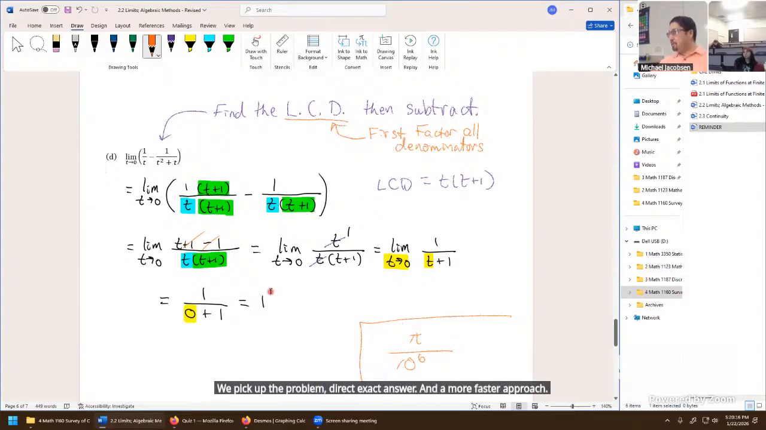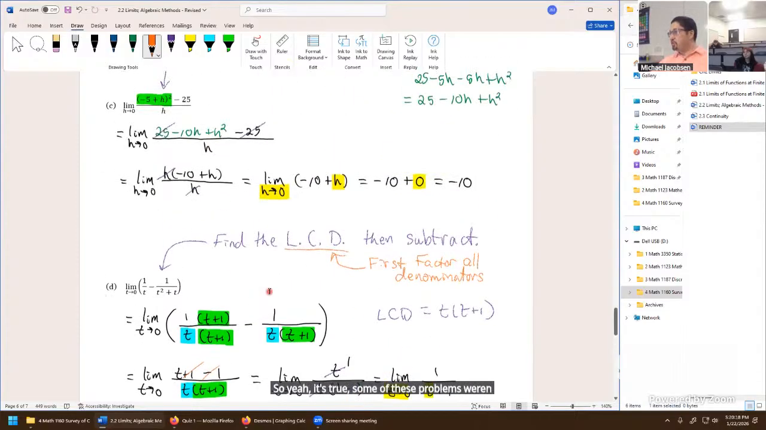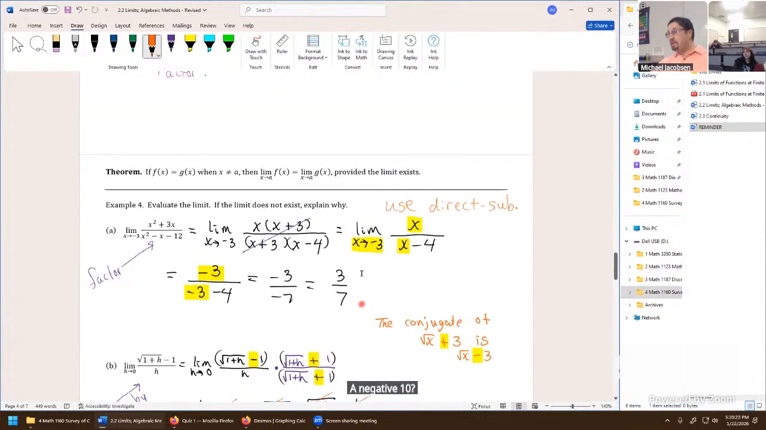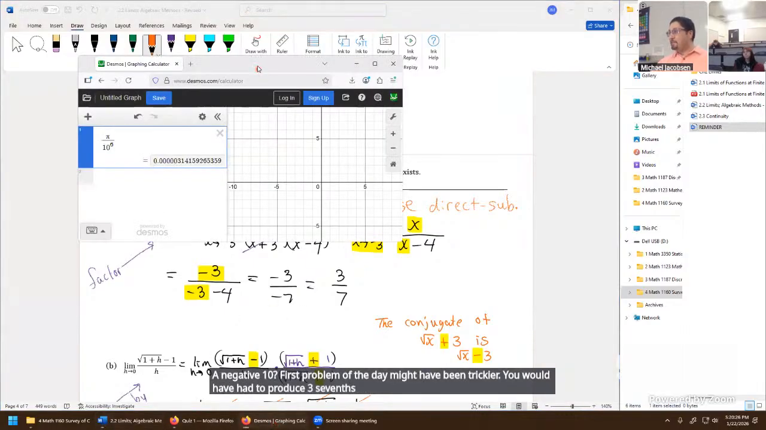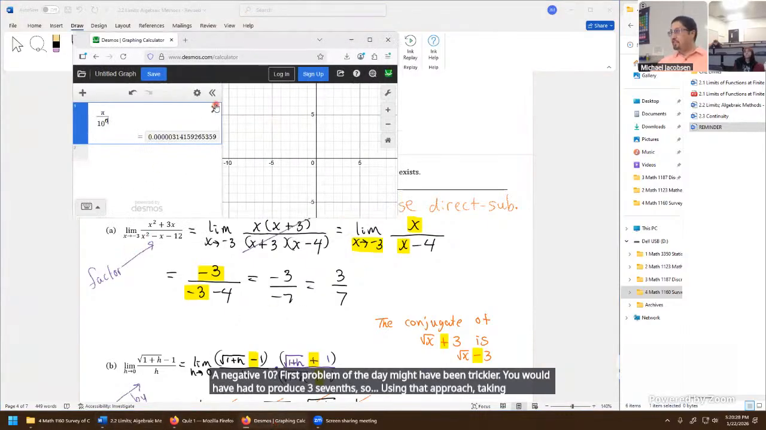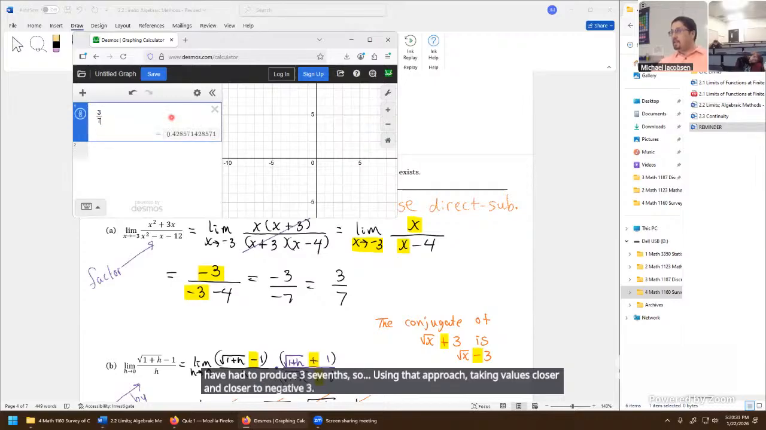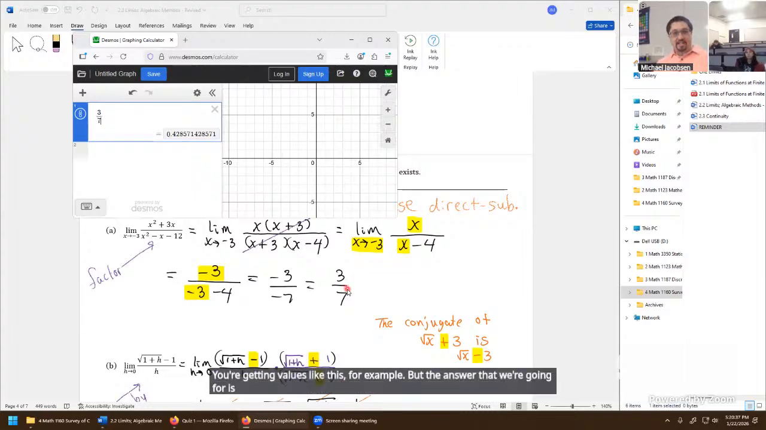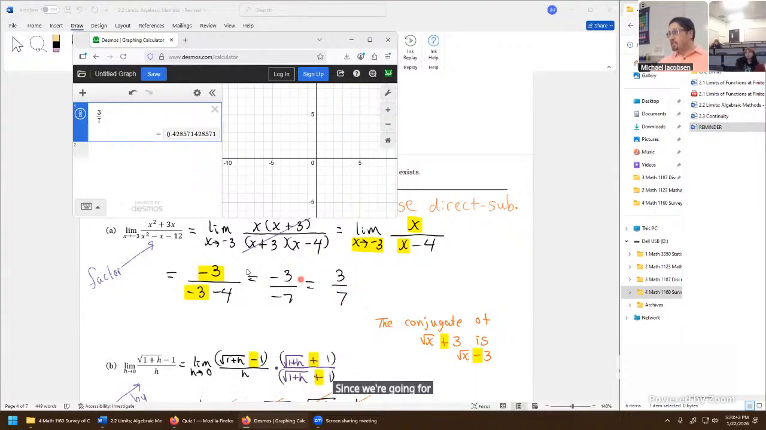So yeah, it's true. Some of these problems weren't too bad, like coming up with a direct 1, a -10. The first problem of the day might have been trickier. You would have had to produce 3/7. So using that approach, taking values closer and closer to -3, you're getting values like this, for example. But the answer that we're going for is the dead-on exact 3/7, the number that solves this one exactly. Since we're going for exact values, this problem would have been really tough with that approach.